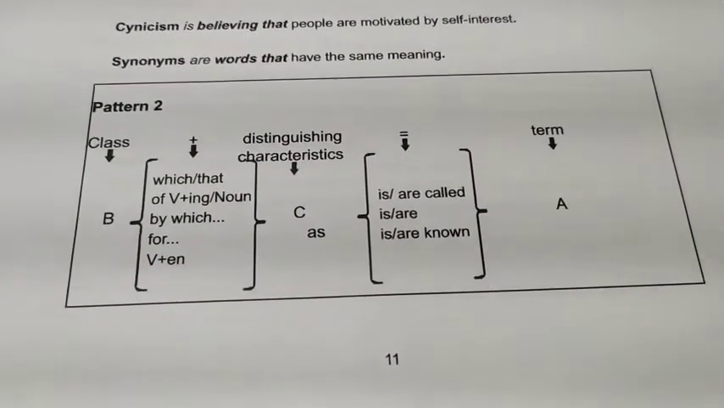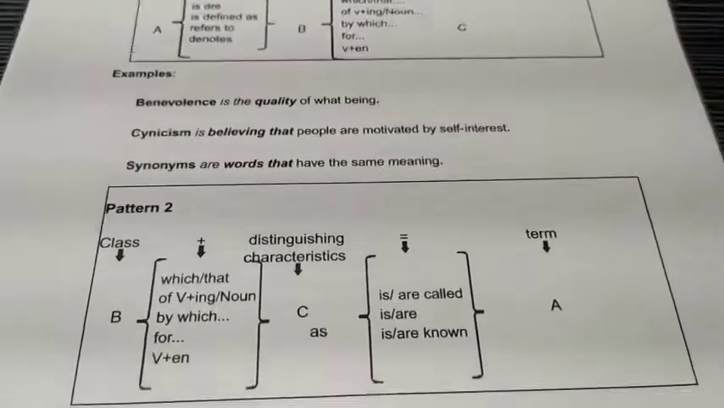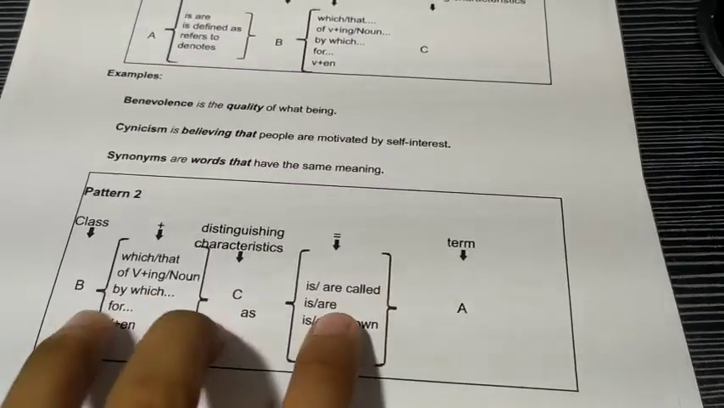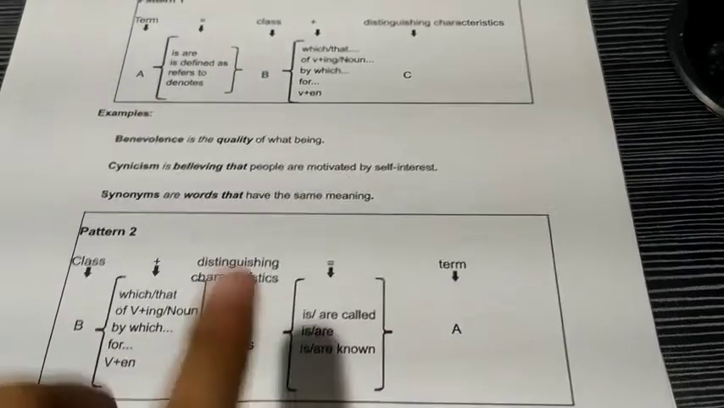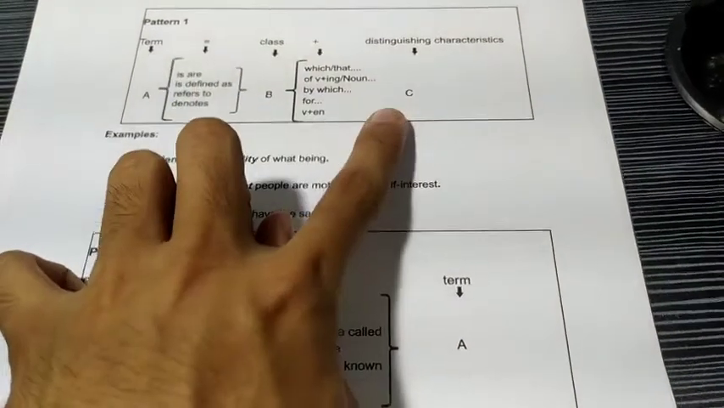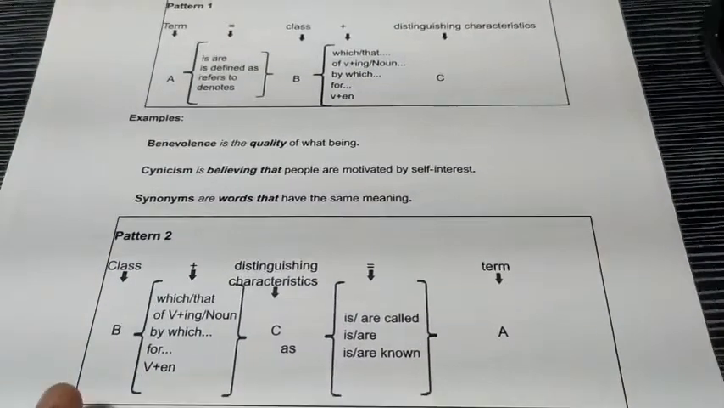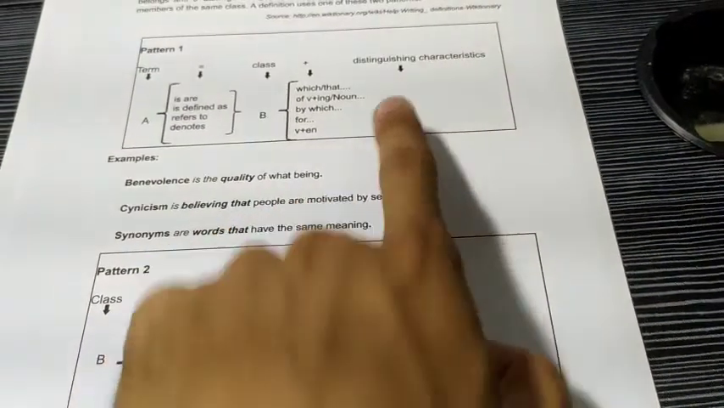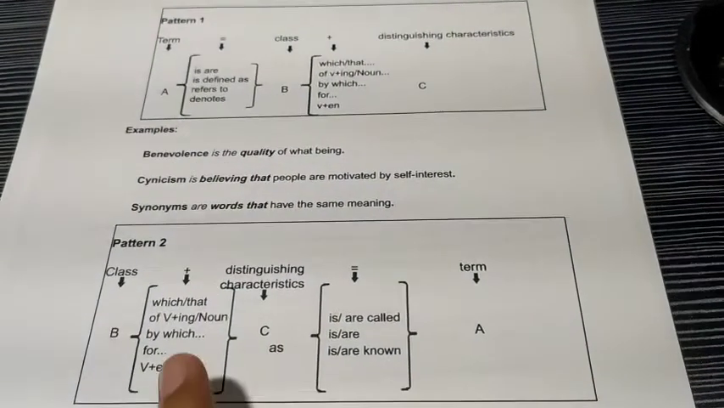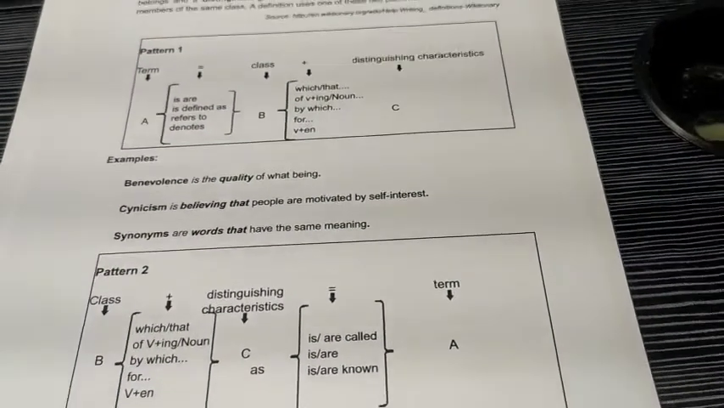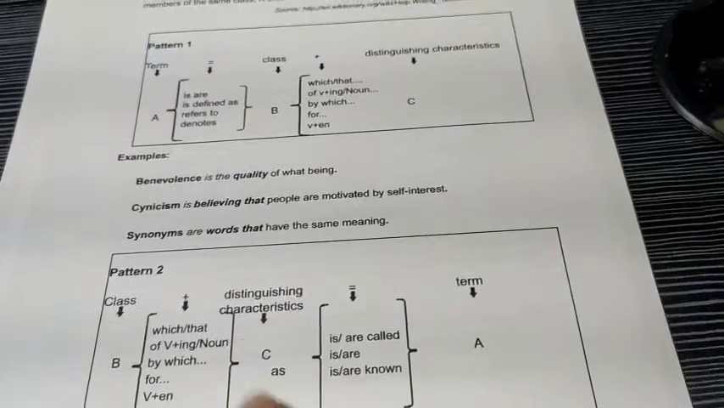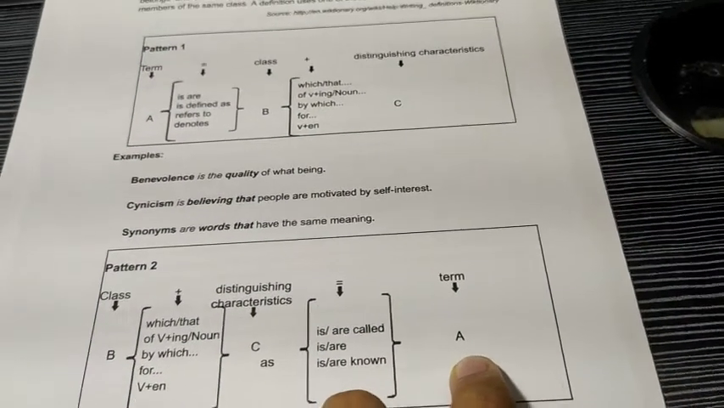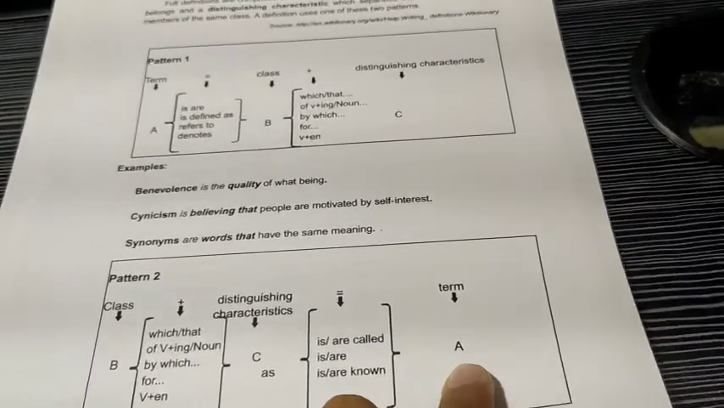And pattern 2, we have also the same here. However, it is rearranged. We have it here in pattern 1, A, B, C. It's alphabetical. However, here we have B, C, A. So the class will come first, then the second will be the characteristics, and the subject, or the term, will be at the end.